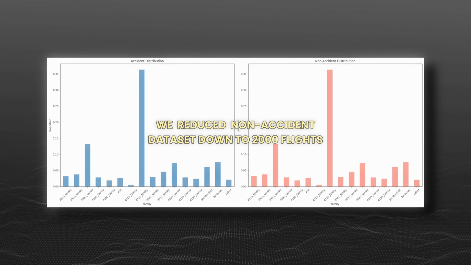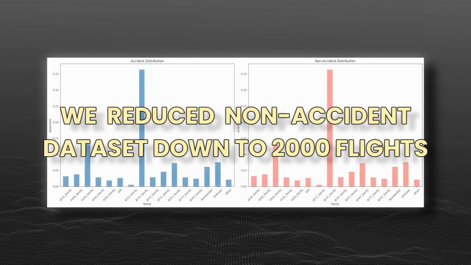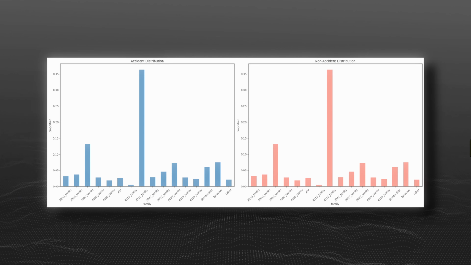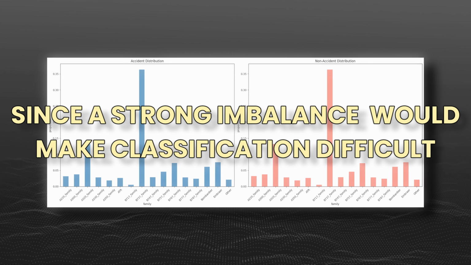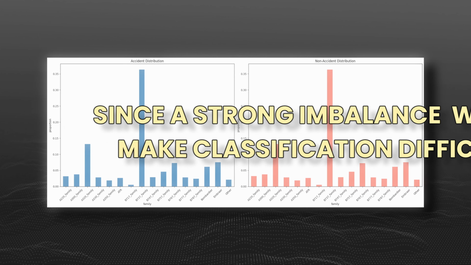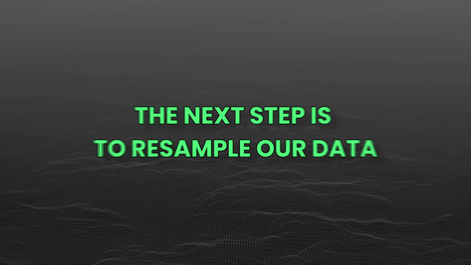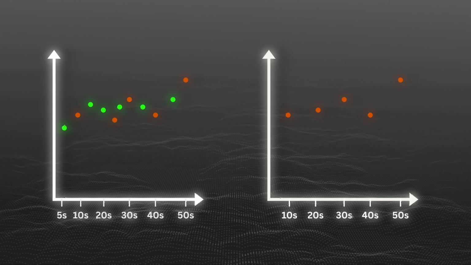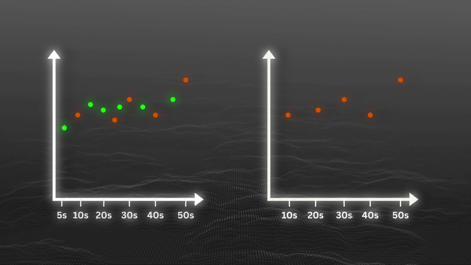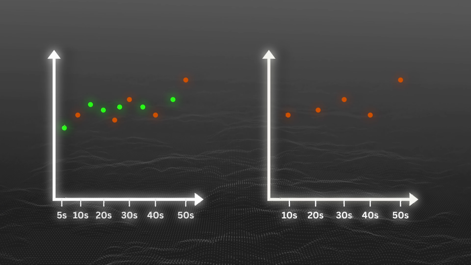We also reduced our large non-accident dataset down to 2,000 flights, since a strong imbalance with our limited accident flights would make classification unnecessarily difficult. The next step is to resample our data. Right now, some flights have data points every second, others every 10 seconds. It's all over the place.